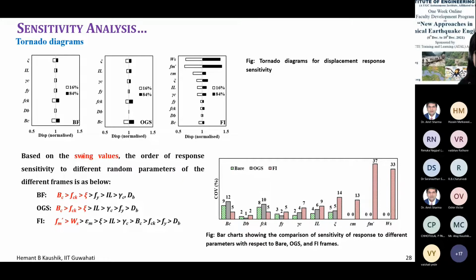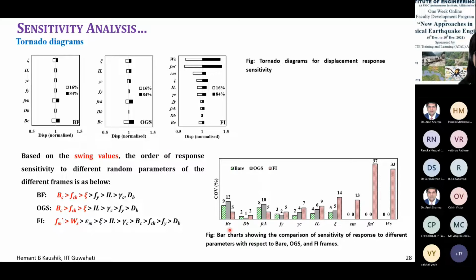We can see here the results are available for the bare frame, for the open ground story frame, and full infill frame. If you look at the bare frame, BC has the maximum response sensitivity, then followed by FCK and followed by zeta. OGS also, but for fully infilled, again, these are different. So these are independent analyses carried out to validate whatever we get in one type of analysis.